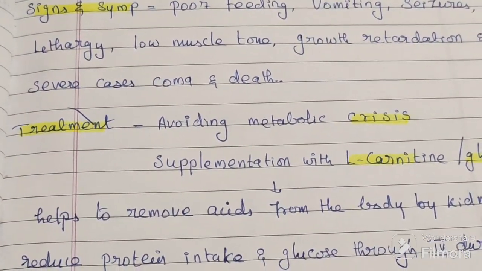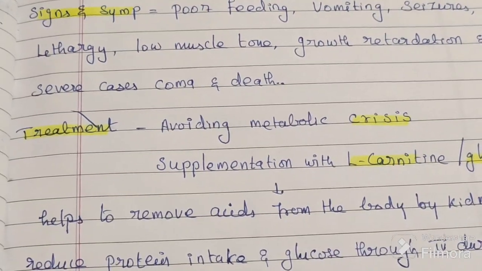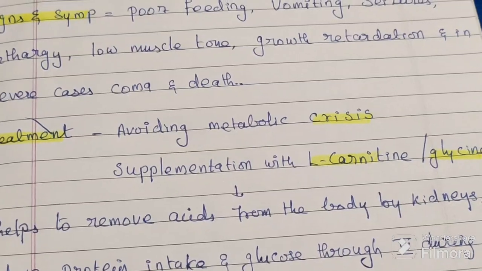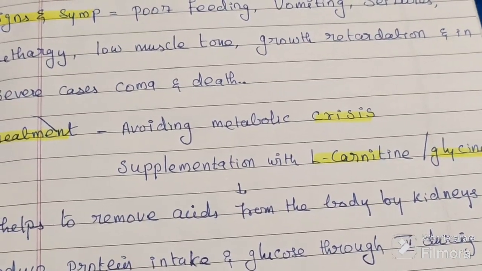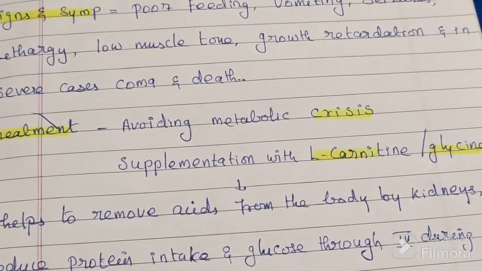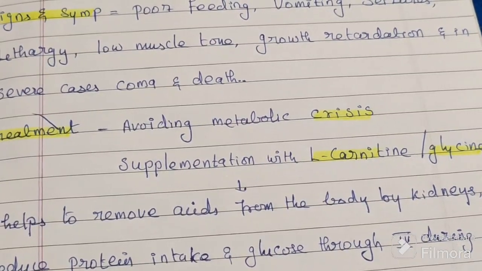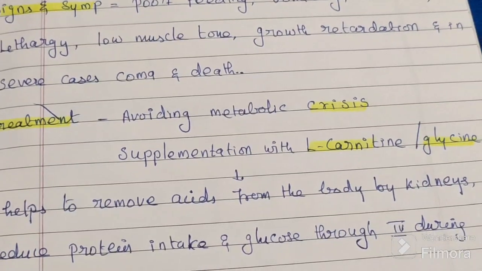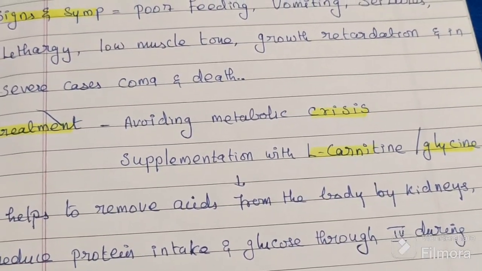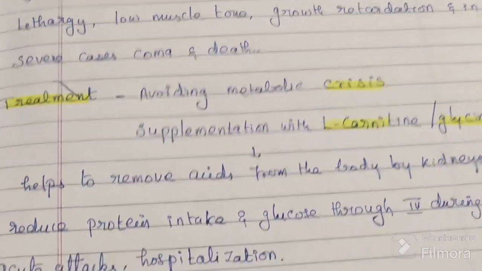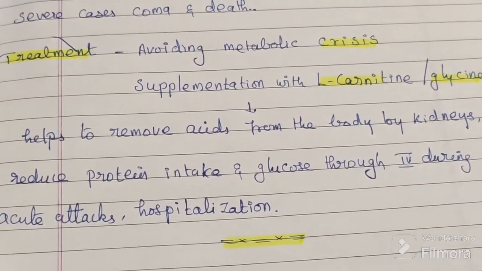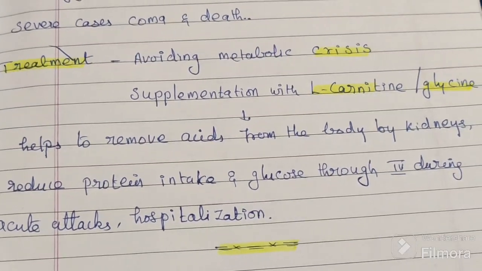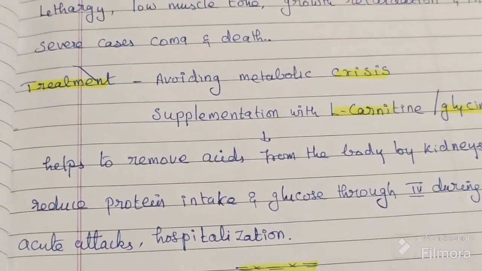Treatment includes managing the symptoms and avoiding metabolic crisis. Supplementation with L-carnitine or glycine, which help to remove acid from the body through the kidneys, reduced protein intake, and glucose through IV during acute attack hospitalization. Children should avoid fasting and infection as they trigger the condition.